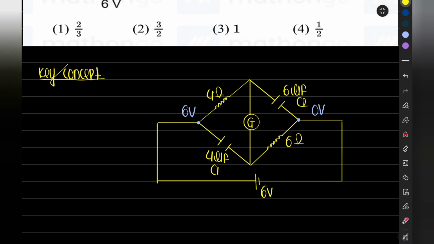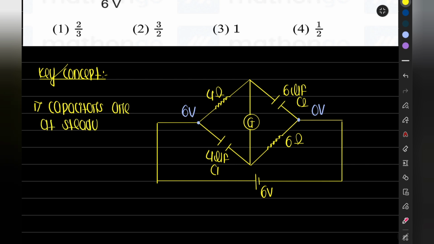Now the first key concept which I am going to use here is I will assume that capacitors are at steady state. It means they are fully charged and they will not allow any current to pass through them.